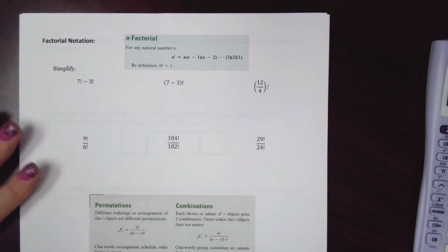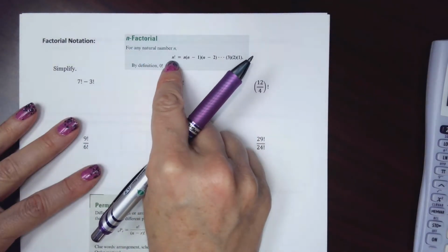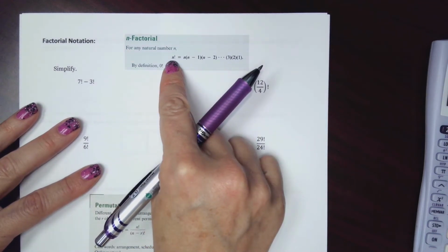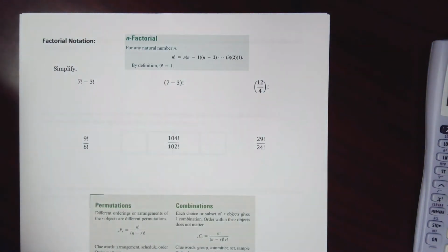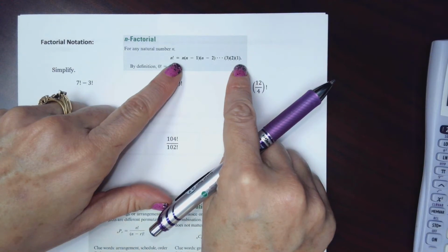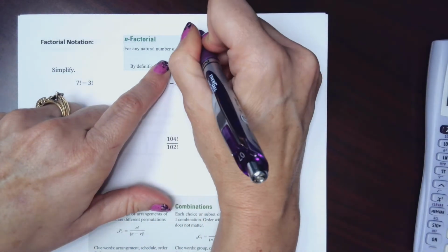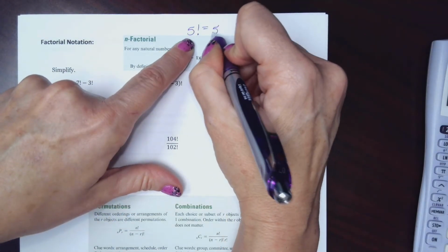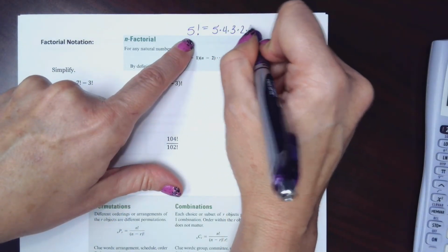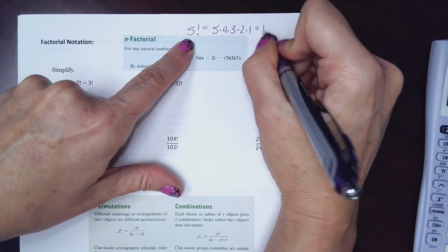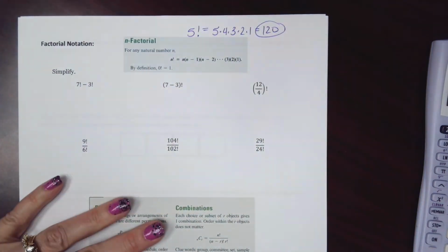Factorials. A factorial is a notation that you see with an exclamation point. And n factorial means that we start with whatever number we're given and we multiply our way down to 1. That's what this definition tells me. So for example, if I was given 5 factorial, this means I need to multiply, starting with 5, all the way down to 1. 5 times 4 times 3 times 2 times 1. If you plug that into your calculator, you see that that is equal to 120.